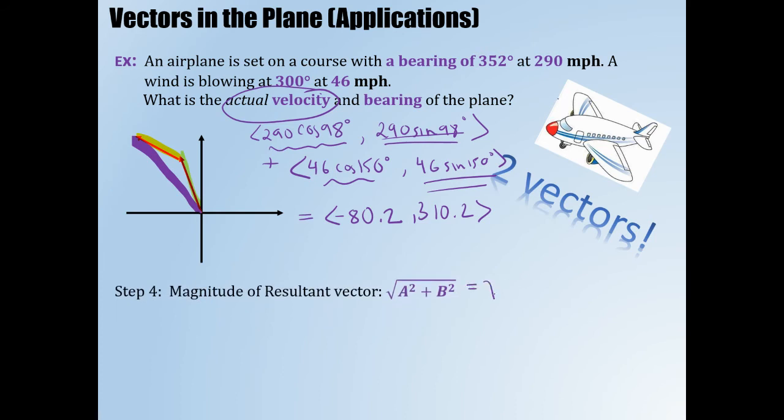And so this is what we saw last time. Negative 80.2 squared plus 310.2 squared. And I get about 320 miles per hour. 320.4 miles per hour is what I'm going to go with. I guess I could say these are miles per hour.